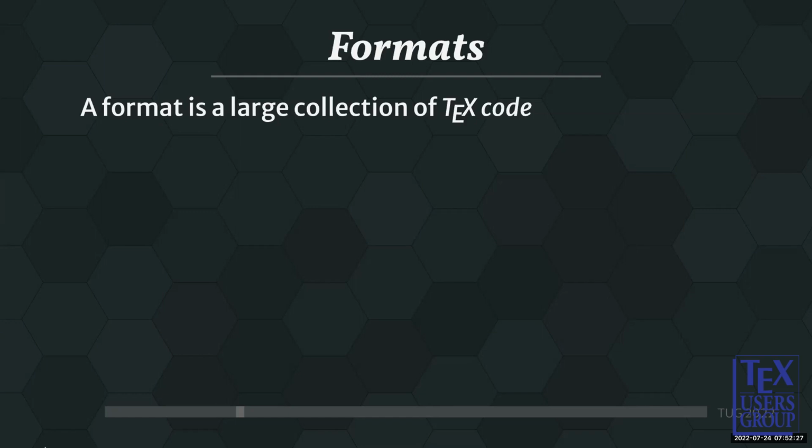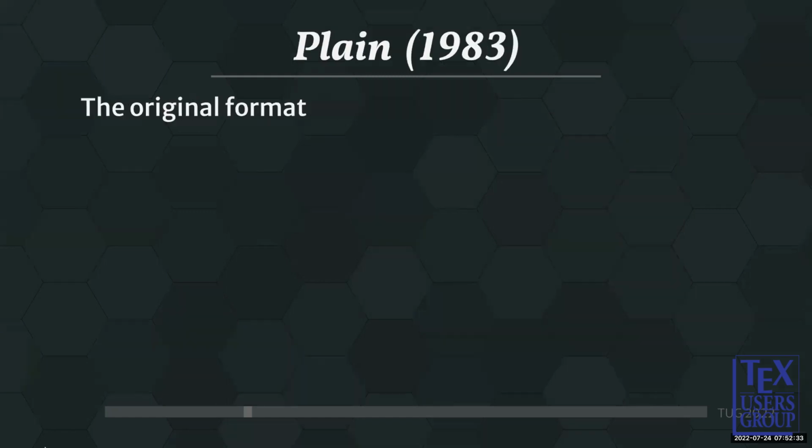Here I'm just going to include both the commonly used modern formats and the historically relevant formats. So plain is the original format. It's described in the TeXbook. You're all familiar with it. It was released at the same time as TeX 82, so in 1983. But a very similar format to plain, basic.tex, was included with TeX 78.